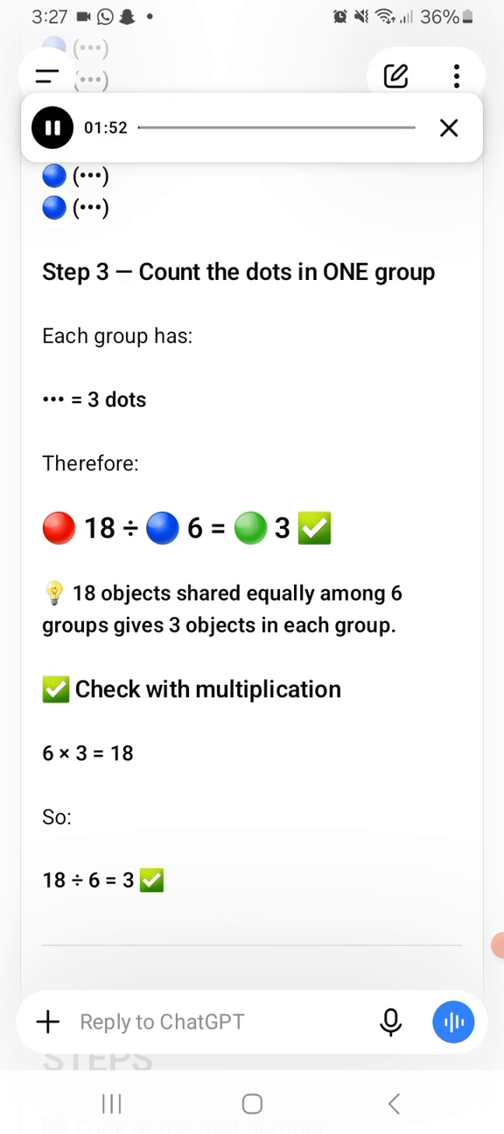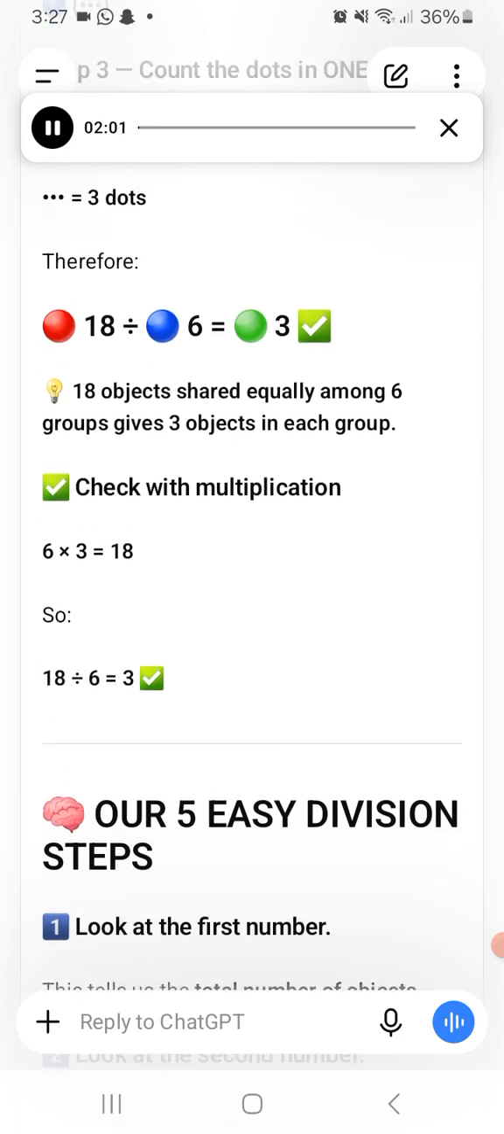18 objects shared equally among 6 groups gives 3 objects in each group. Check with multiplication: 6 × 3 = 18. So 18 ÷ 6 = 3.